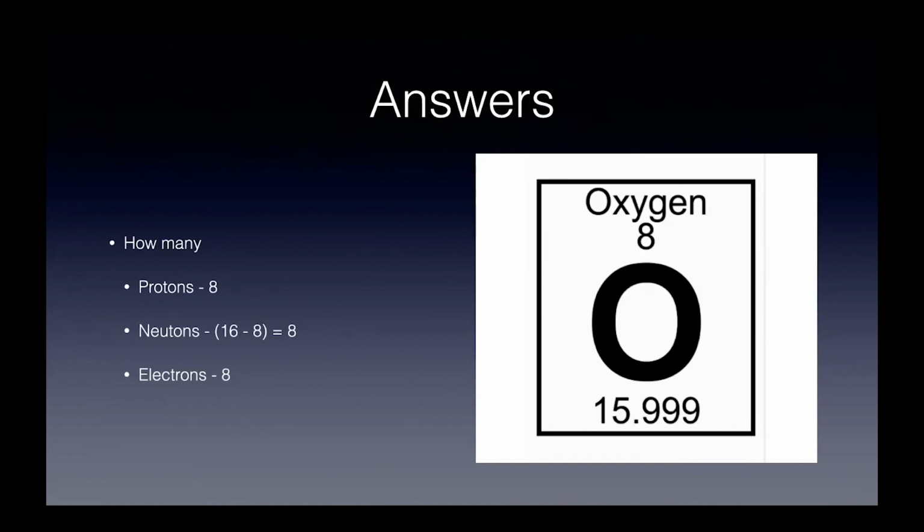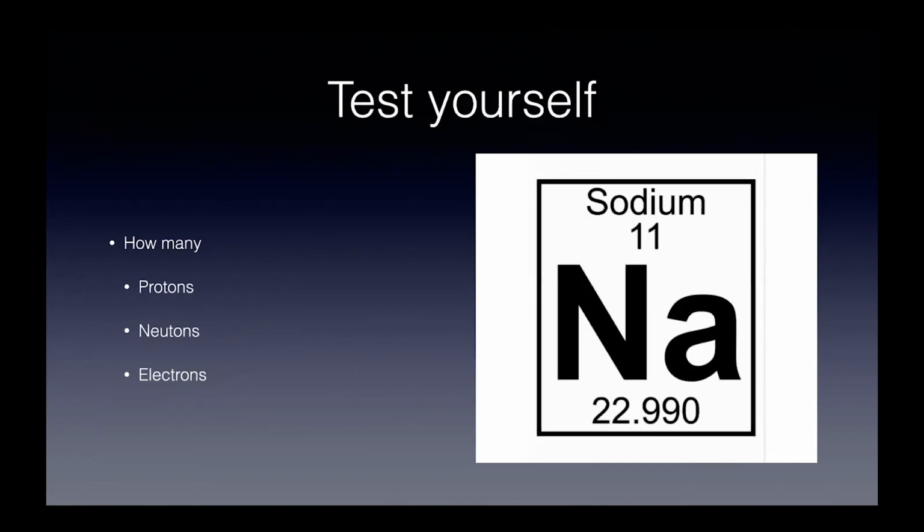And remember, the number of electrons on the periodic table is always balanced. So it's 8 protons, and so there must be 8 electrons. That number will change as we do more chemistry work, but just for now, keep that in mind.